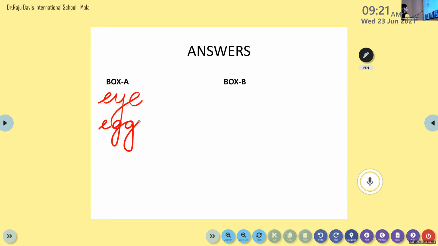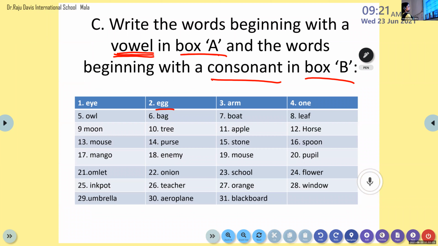So now let's move on to the third word. Yes. Now let's move on to Anthony. Come on, Anthony. Unmute it. Third word. Yes, which is the third word? How do you pronounce the third word? No, this word. A-R-M. Anthony. Arm. Very good. So in which box do we have to write?